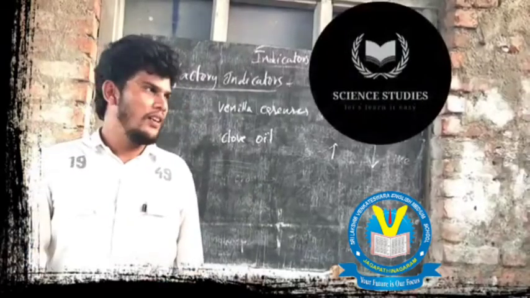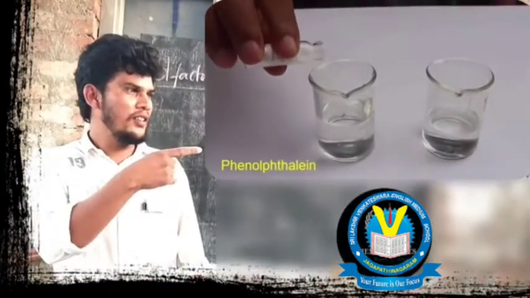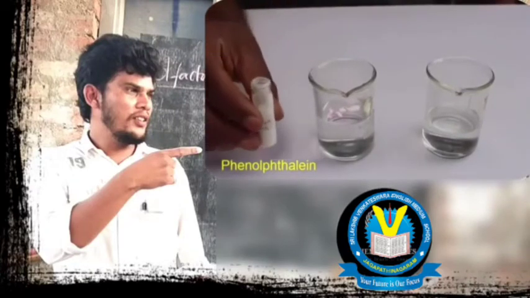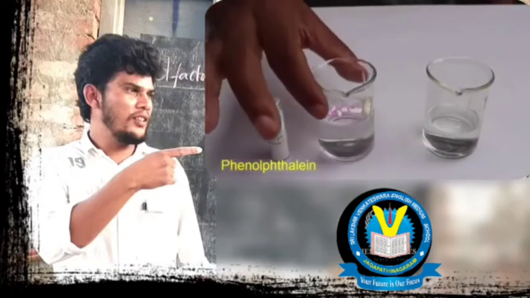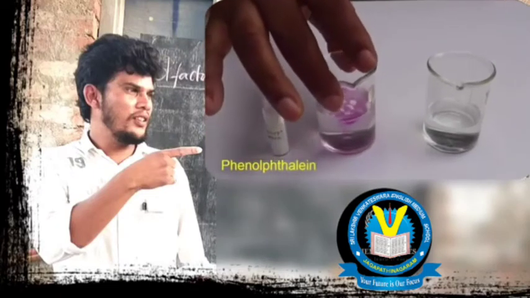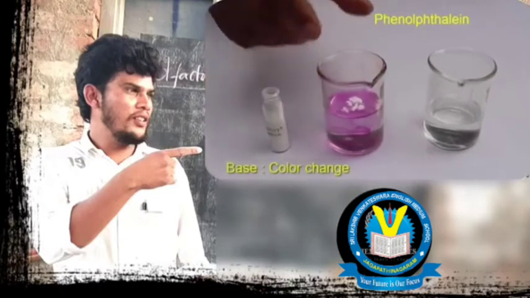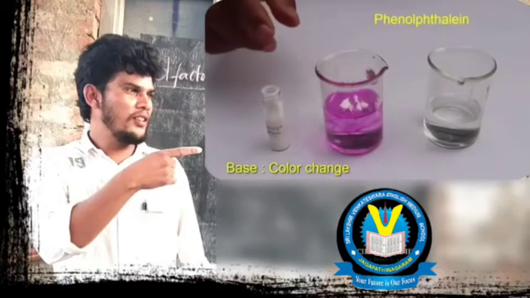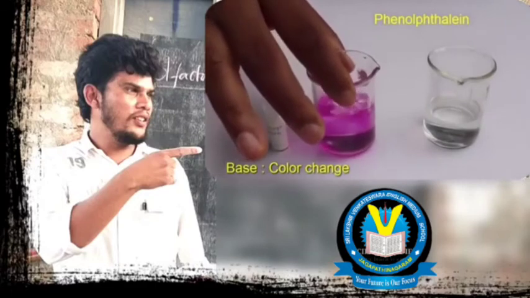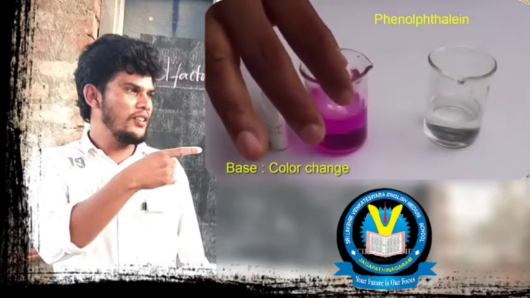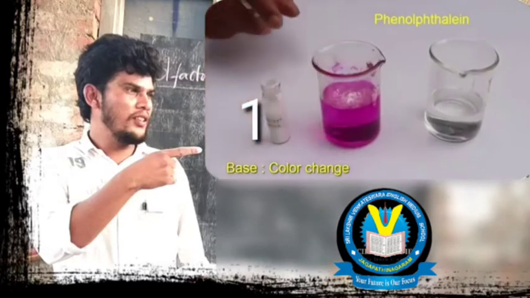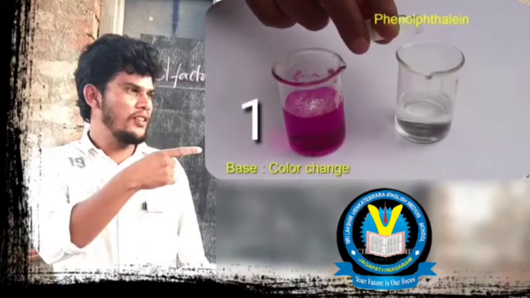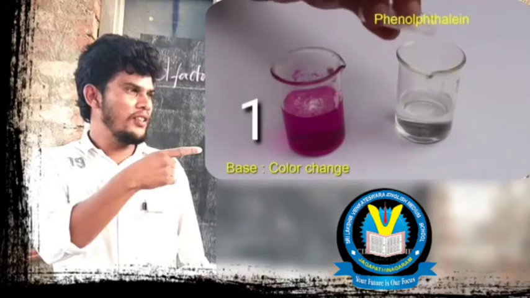Phenolphthalein solution. Look here. If you take any liquid form or powder form phenolphthalein indicator and add it to the given sample, first I am adding some phenolphthalein in the first sample. So when I mix it, it turns into pink color. It's very beautiful. It turns into pink color. So when phenolphthalein indicator is added to a given sample, if it changes into pink color, the given sample is base. So we can conclude the first sample is base because it turned pink.